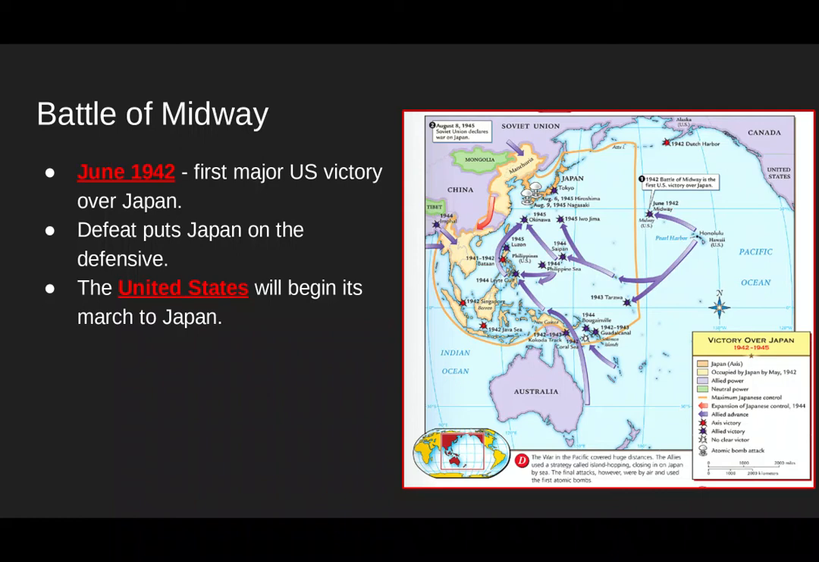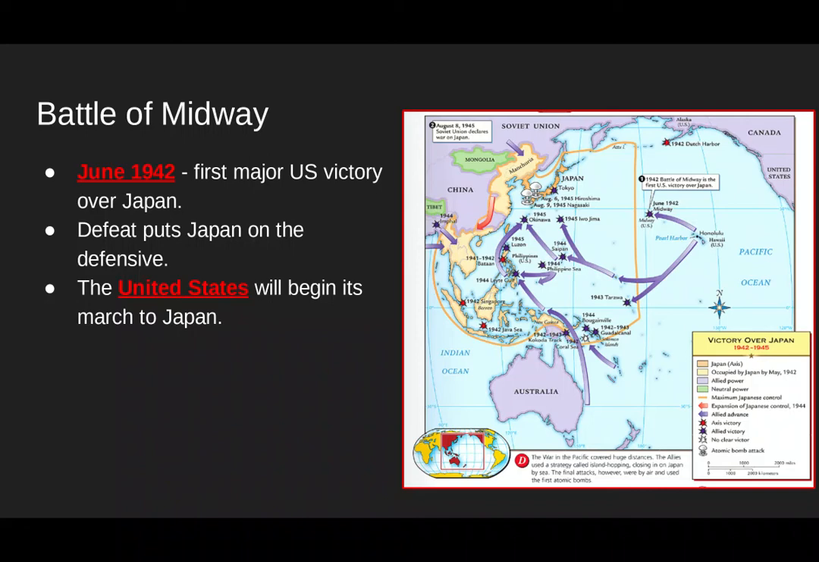And on a little side note here, this Battle of Midway was the first time in history that two navies fought each other without actually seeing one another. They couldn't actually see the ships. This was mainly fought among the fighter planes being launched by the various aircraft carriers.